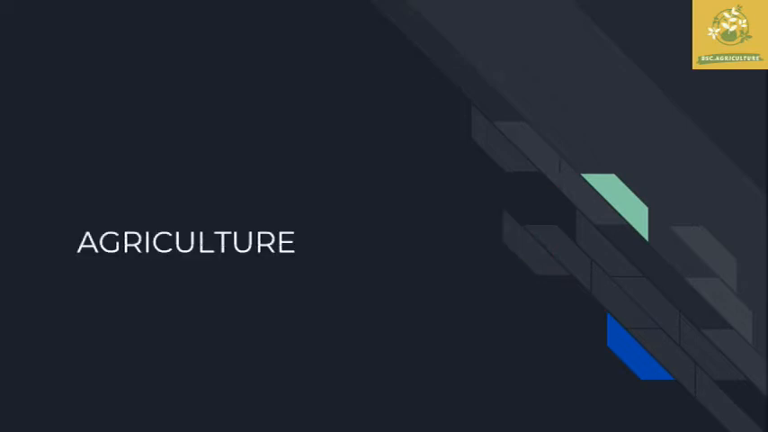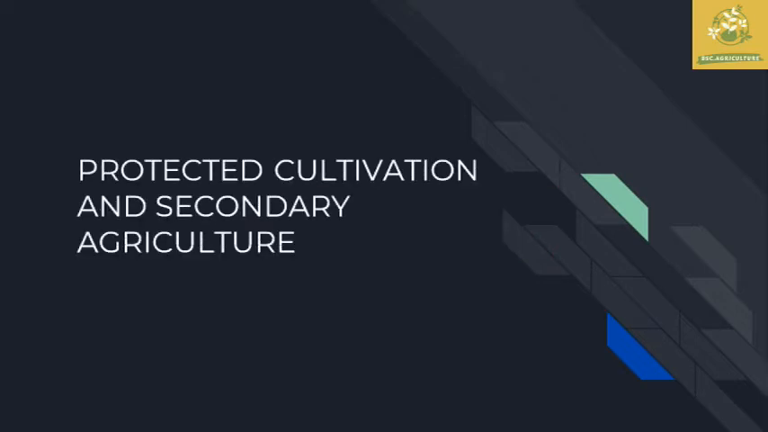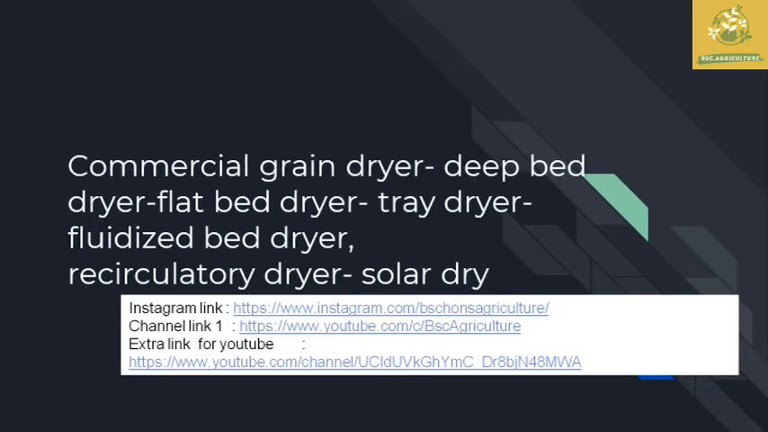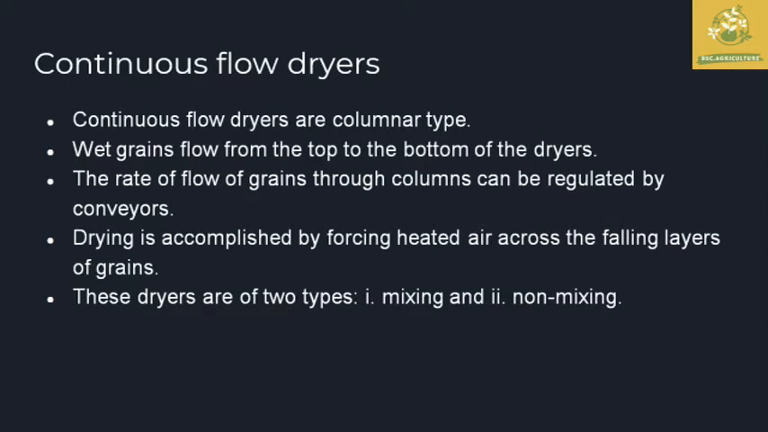In this video, we are going to see about protected cultivation and secondary agriculture, where the course code is APE 311. We are going to see about commercial grain dryers and some of the different types of dryers. The first one is continuous flow dryers.